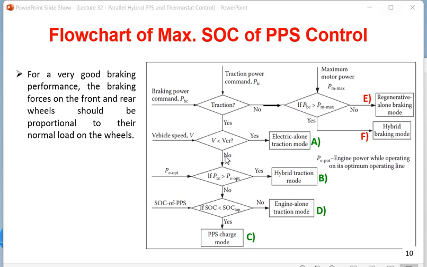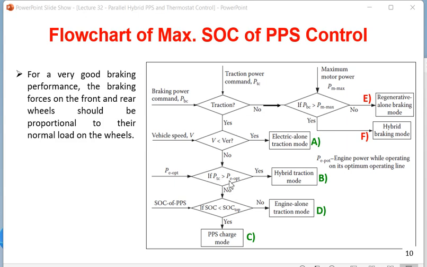In that case, we have to check whether PTC, TC means traction power, is greater than PE opt. PE opt is the engine power while operating on its optimum operating line. If the answer is yes, that means whatever is the power required by the vehicle, PL, that is greater than engine power, that is very high. So in that case, engine alone cannot supply all the power asked by the vehicle. So PE opt, what is engine power while operating on its optimum operating line, that is line 3. Whether PTC, traction power, is greater than engine maximum power, answer is yes.